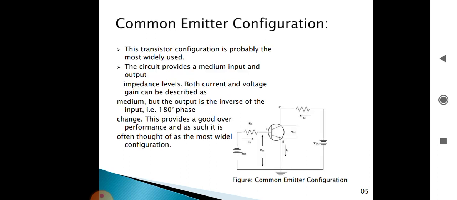Now the common emitter configuration is shown on your screen. In that you can see that the emitter terminal is made common and input voltage is given between base and emitter. So input voltage is VBE and input current is IB, the base current. Then output voltage is VCE, that is voltage between collector and emitter, and output current is IC.